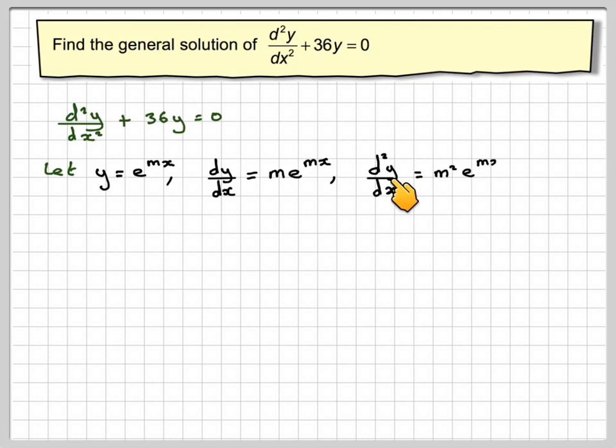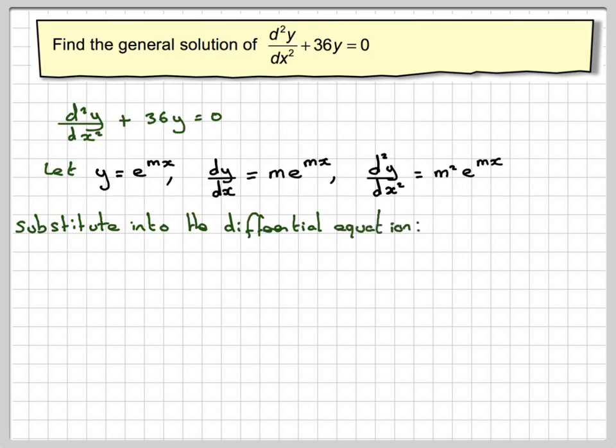And then differentiating a second time, we're going to get m squared e to the mx, using the chain rule for differentiation. And then we substitute into the differential equation. We're only going to need this one and this one. So we've got m squared e to the mx plus 36 e to the mx is equal to 0.